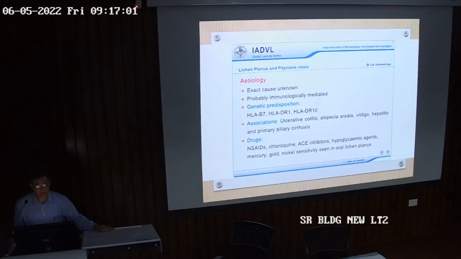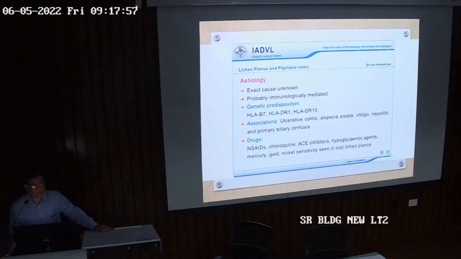What are the associations of lichen planus? Once you find a case of lichen planus, there is a high probability that other findings may be present. Systemically, there may be ulcerative colitis; skin-wise, alopecia areata, vitiligo; also hepatitis and primary biliary cirrhosis. Nowadays we see that lichen planus is associated with hepatitis, mainly hepatitis C, which is not that common in India, but in regions where hepatitis C is much more common, the preponderance of lichen planus is much more. Certain drugs are also responsible for causing lichen planus: NSAIDs, chloroquine, ACE inhibitors, hypoglycemics, and nickel sensitivity is seen in oral lichen planus.